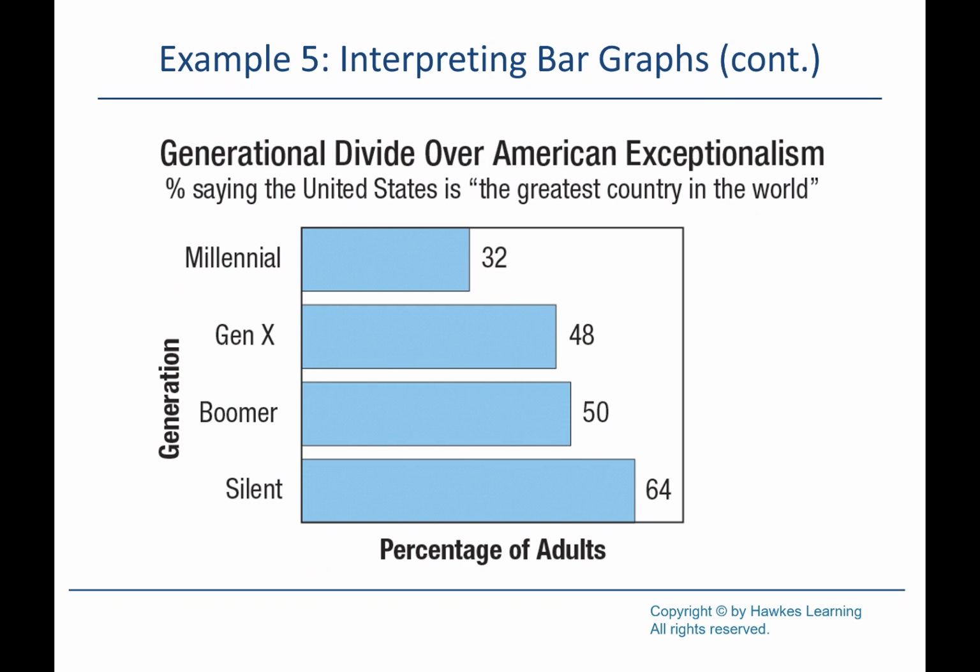Okay, so this one gives us four categories for four different generations of people, and then they've asked these people the question, do you consider the United States to be the greatest country in the world? And then we've got the percentage of people from each generation that said yes. So which generation was the most likely to think the United States was the greatest country in the world? Silent generation, yeah, silent generation.